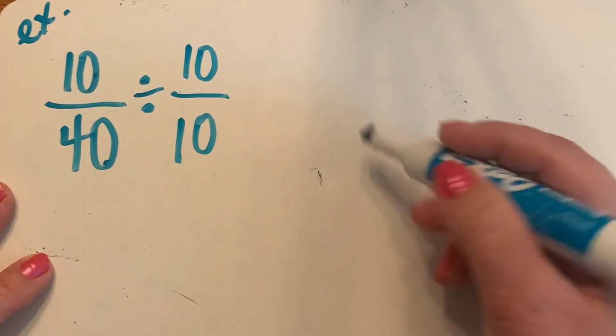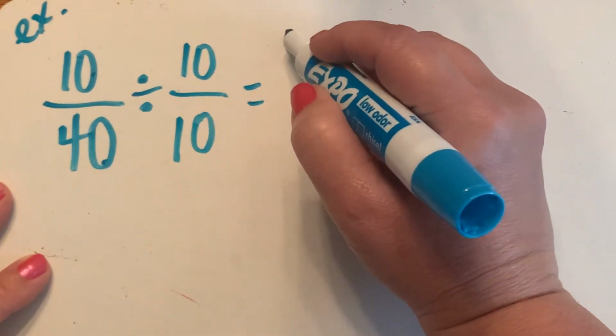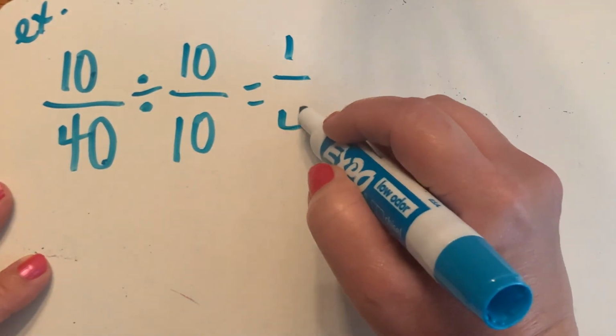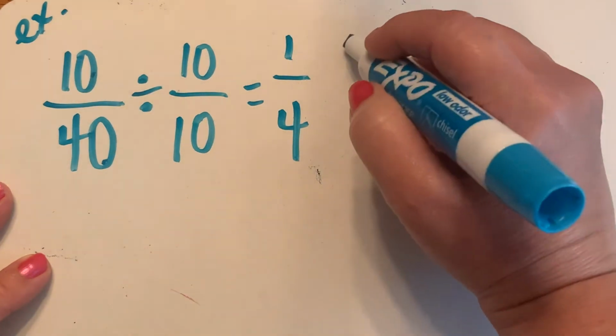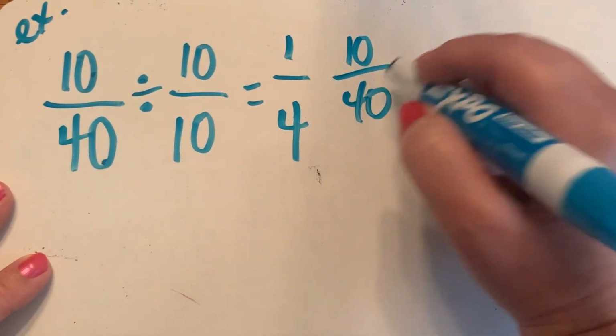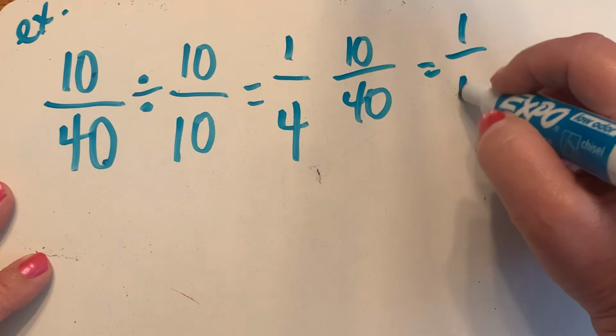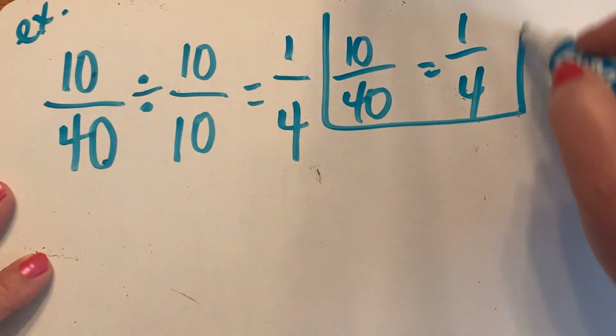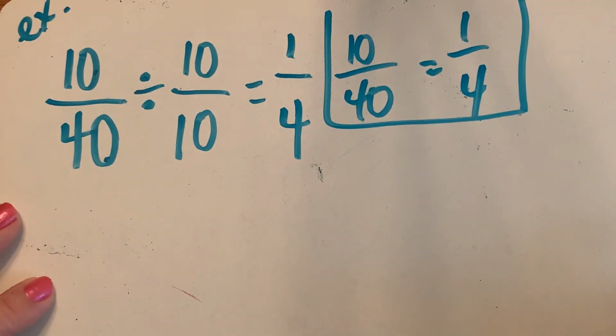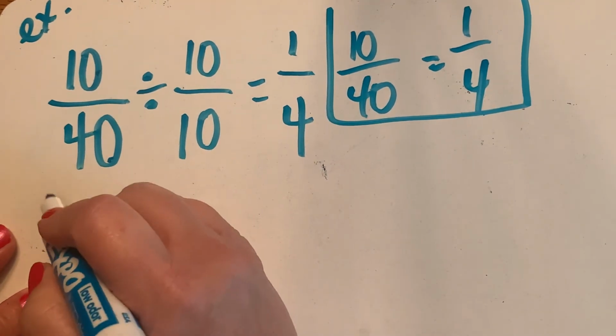10/40 divided by 10 over 10. 10 divided by 10 is 1. 40 divided by 10 is 4. So what's our final answer? 10/40 equals 1/4, and that's your final answer. Okay, let's look at number 1. I'm going to do several with you.